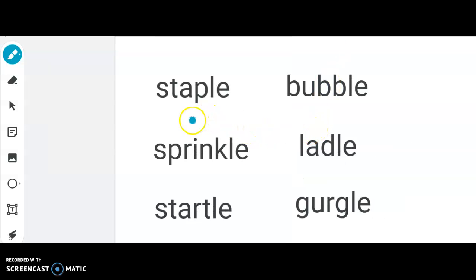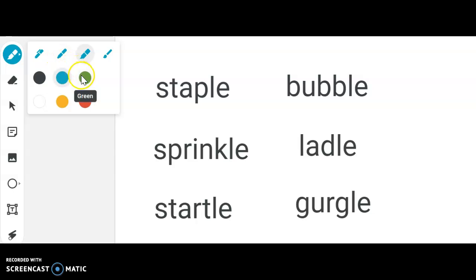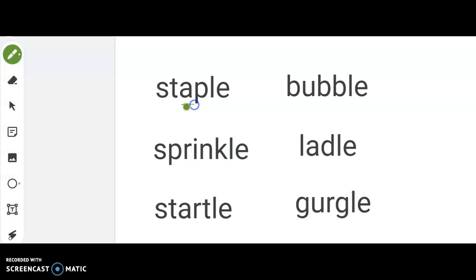So you can continue to use the highlighter. You can use the marker or the pen. You can change colors, whatever works for you. So I'm going to underline my vowel. I'm going to count back 3, 1, 2, 3. I'll box my first syllable. Excuse me, can you see? The A is open, so I'll put a macron. And I have staple.